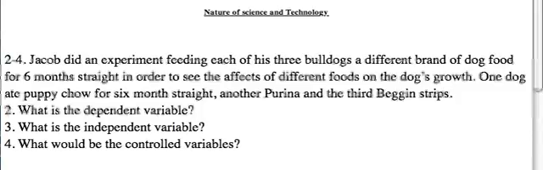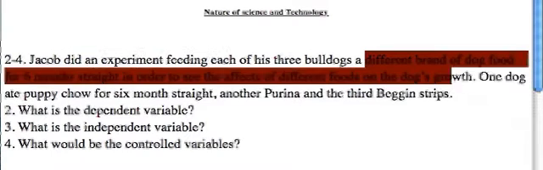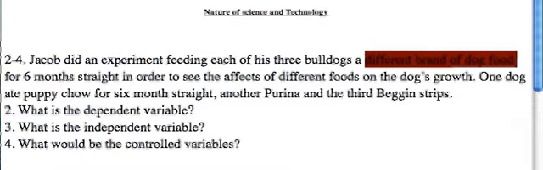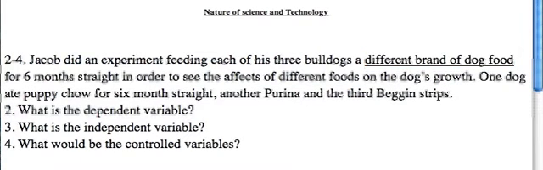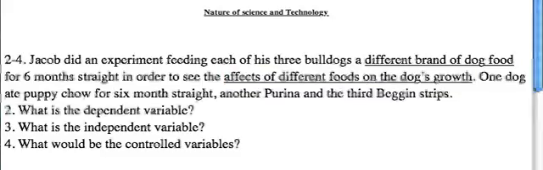So this guy Jacob, he has 3 bulldogs. He's going to give each one of his bulldogs a different brand of food. So each one of these bulldogs has a different brand of food. Let's highlight that. All right, now he wants to see the effects of the different foods on the dog's growth. One of these dogs ate puppy chow, another ate Purina, and the third bacon strips.